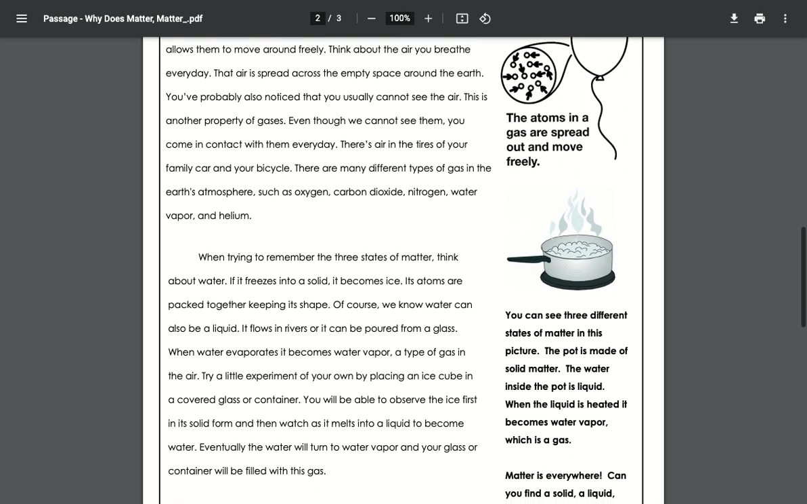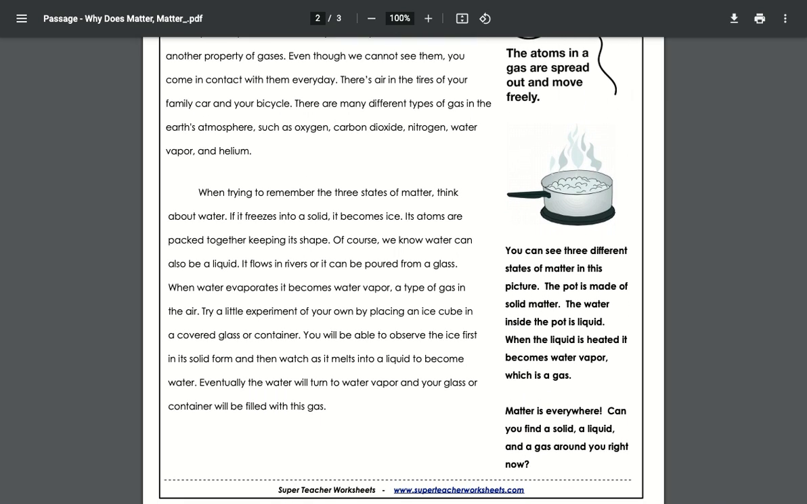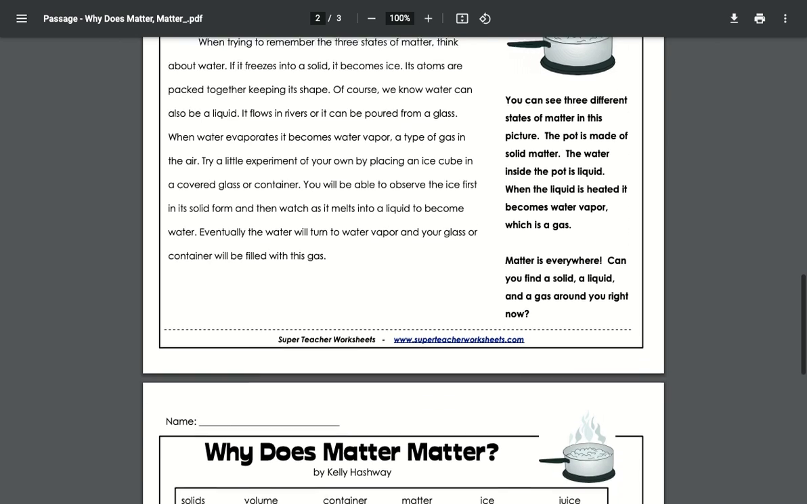You can see three different states of matter in this picture. The pot is made of solid matter. The water inside the pot is liquid. When the liquid is heated, it becomes water vapor, which is a gas. Matter is everywhere. Can you find a solid, a liquid, and a gas around you right now?